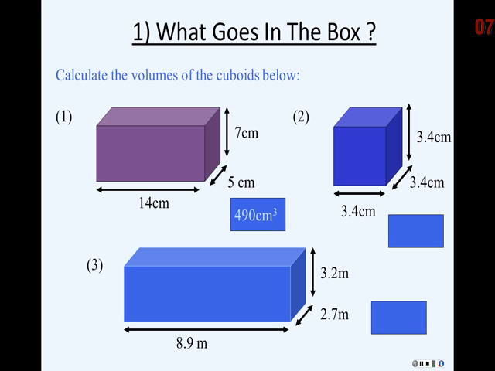Okay. Anybody get the cube one? 3.4 times 3.4 times 3.4. 39 point what? 304. And I just rounded it. 39.3, I rounded it to the tenth. And don't forget, it's centimeters cubed. We've got cubes this time when we're talking about volume.